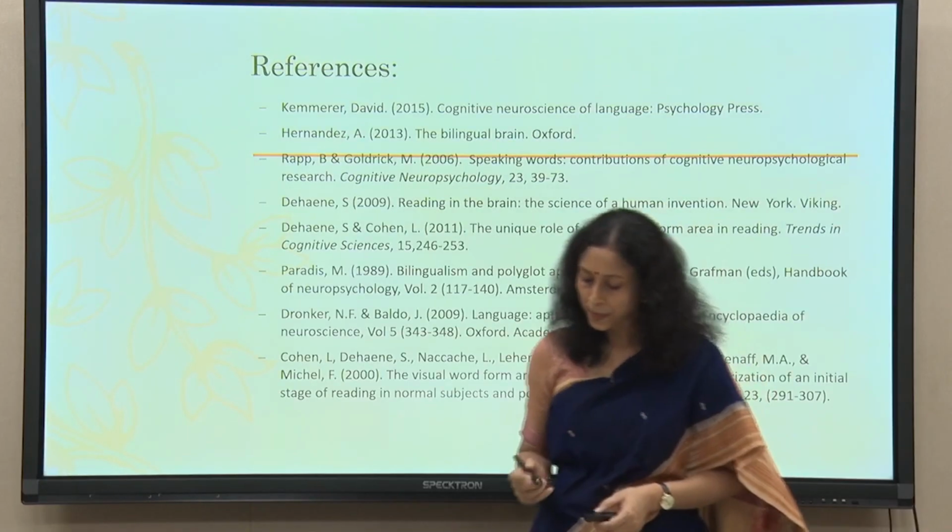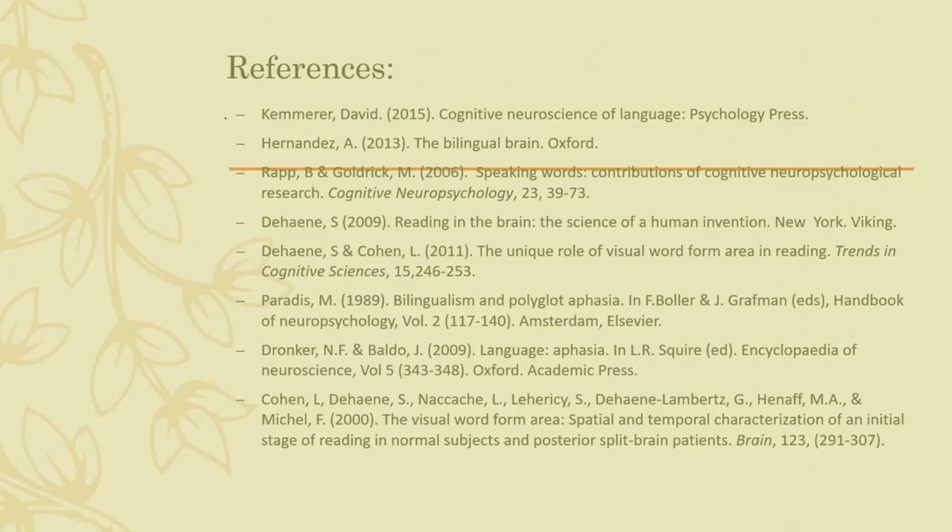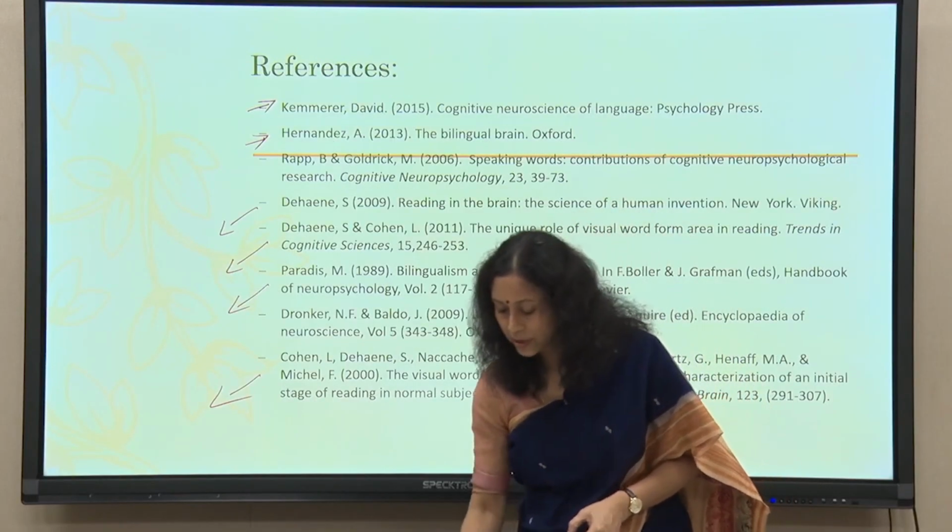These are the references. Some of these are books. This is one of the most important. Then again, this is the paper in which Paradis has referred to various types of bilingual aphasics, and of course, this is where Cohen et al. have given the model about the visual word form area. So, very important papers. This takes us to the end of module 6.